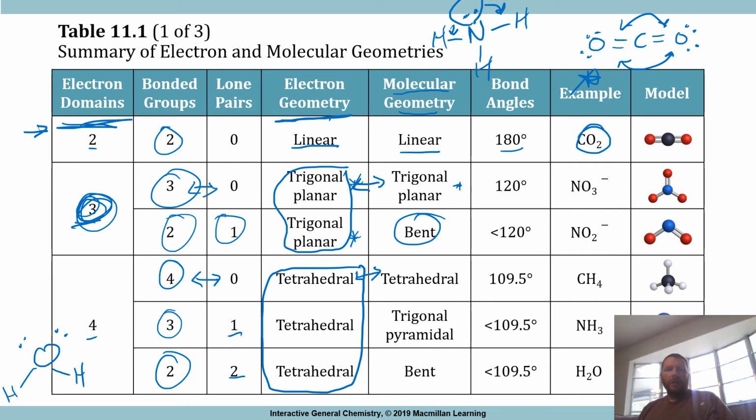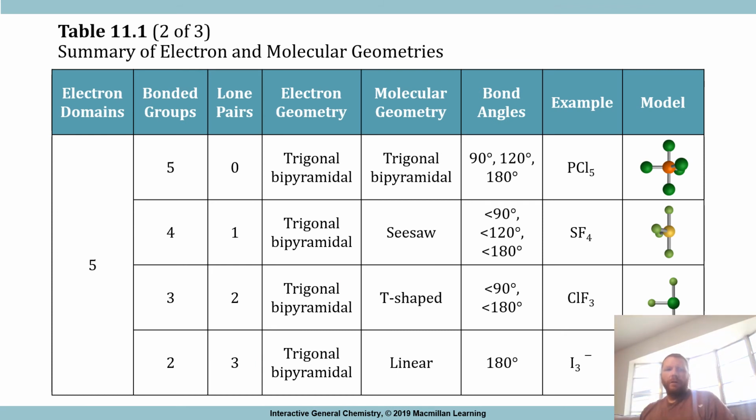All right, so next, if you have 5 electron domains, you have a couple of different options. One, you could have 5 bonded groups. Again, your electron geometry and molecular geometry are identical. You could have 4 bonded groups and 1 lone pair. These are different. Electron and molecular geometry are different. If you have 3 bonded groups and 2 lone pairs of electrons, again, molecular and electron geometry are different. If you have 2 bonded groups and 3 lone pairs of electrons, again, finally, your electron and molecular geometry are different.